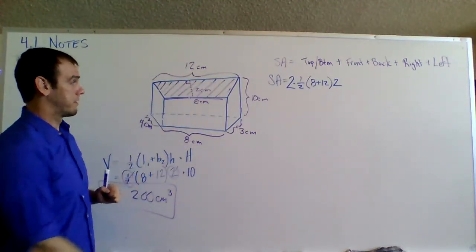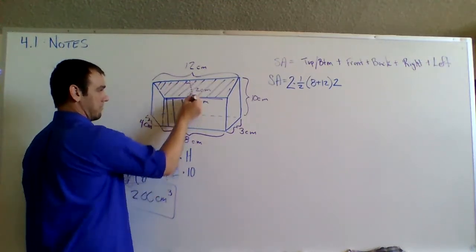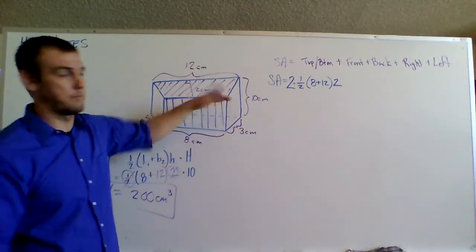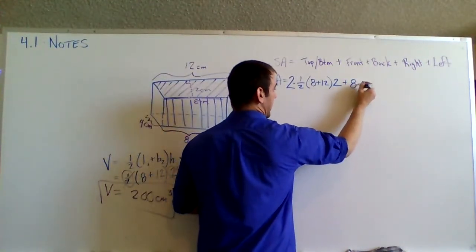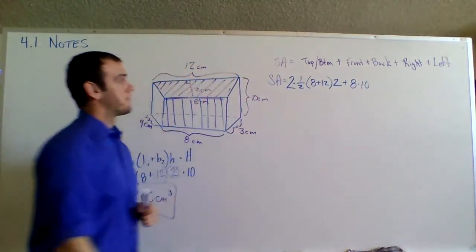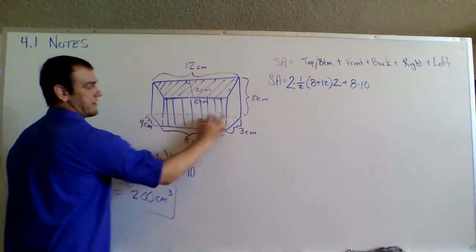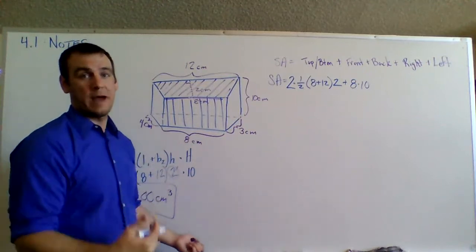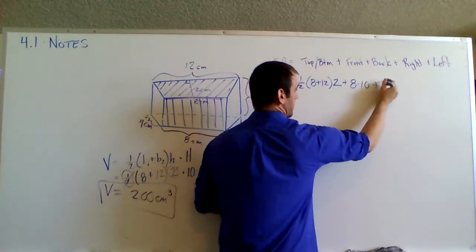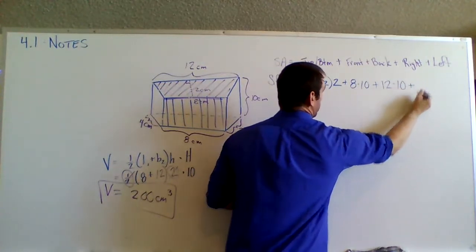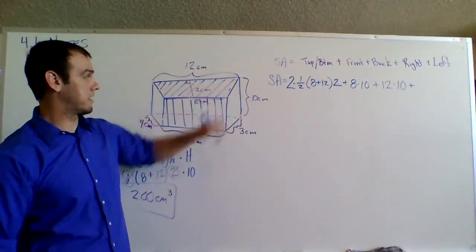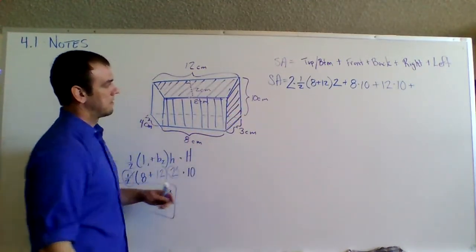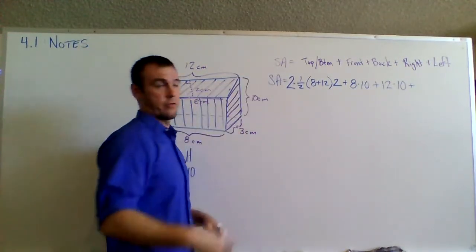Let's talk about the front. This one's going to be my front side. It is just a rectangle. My base is 8, my height is 10, so it's going to be plus 8 times 10. My back side, the base is a little bit longer. The base is actually going to be 12. The height is still 10, so the back side is going to be 12 times 10. My right side, once again, is a rectangle here. My base is 3, my height is 10, so it's going to be 3 times 10.